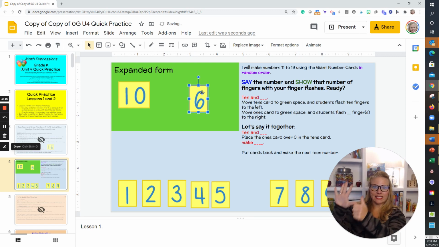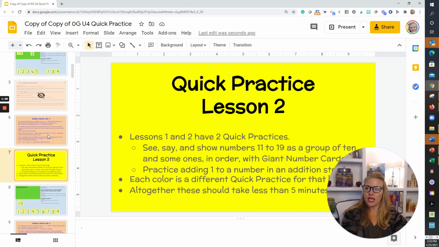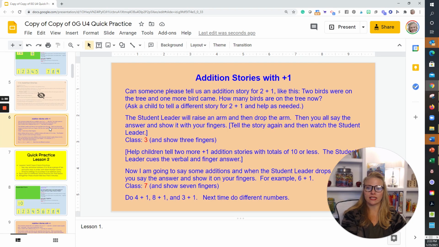10 and 6 make 16. So we finger flash our 10s on our left and our 1s on our right. So you're going to finger flash and do our teen numbers for the first couple of lessons here. The second part of that quick practice is addition stories within one. So you have a slide to help guide you if you need to. Otherwise, my suggestion is just to tell math stories.